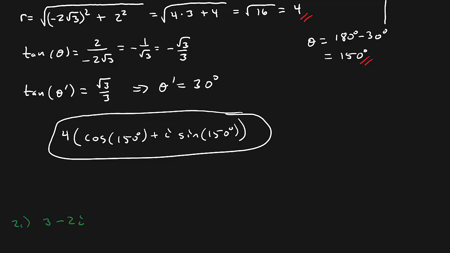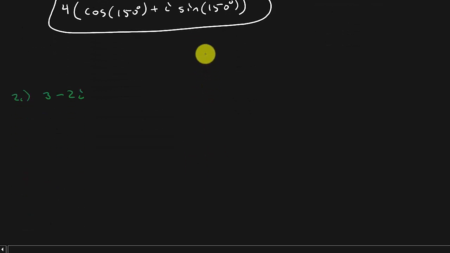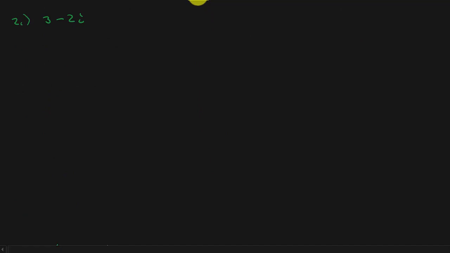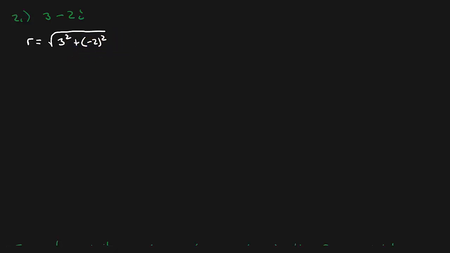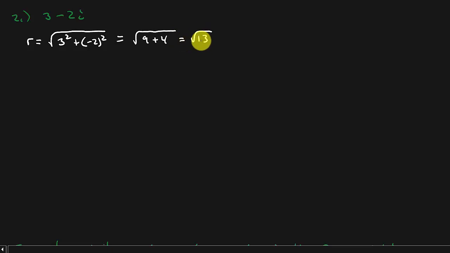All right, let's do another one. All right, so I've got 3 minus 2i. So I need to find r and I need to find theta. So let's find r first. So r is equal to the square root of a squared plus b squared. All right, so this is equal to the square root of 9 plus 4, which is the square root of 13.